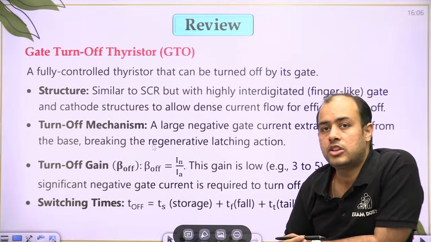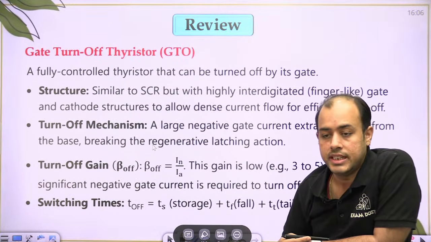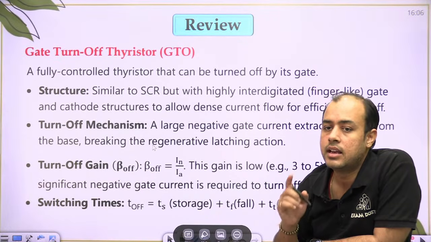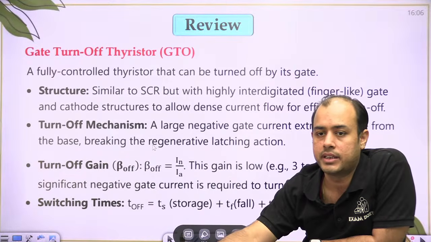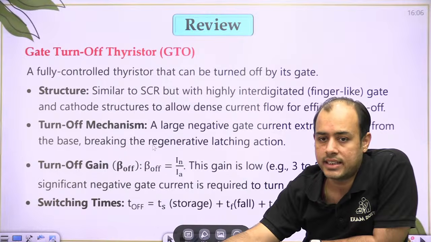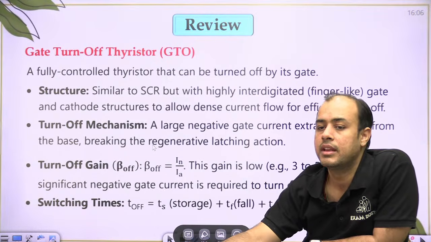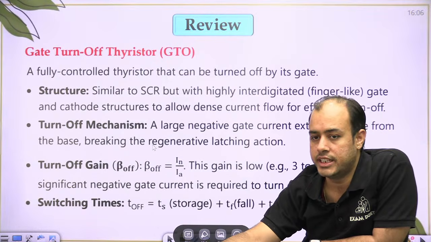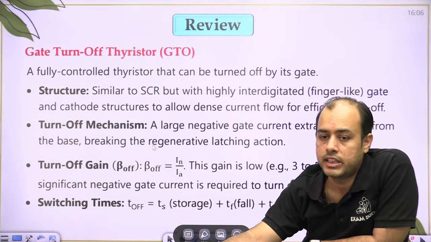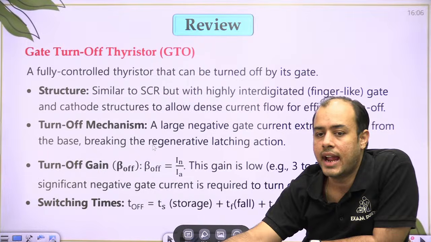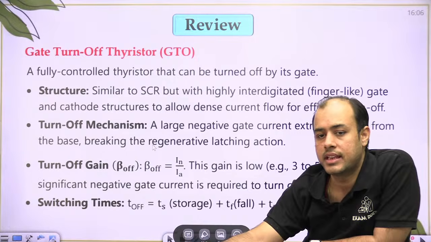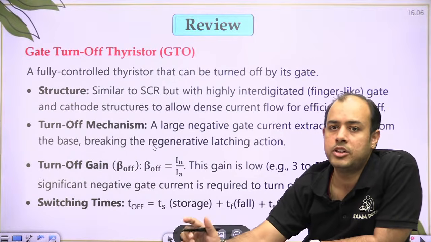Next, we talked about GTO. GTO is a version of Thyristor which is similar to SCR, but it has an additional property that it can be turned off with the help of a negative gate pulse. When you talk about GTO, construction-wise, what is different? We have N plus fingers into the anode and the gate region is highly doped.